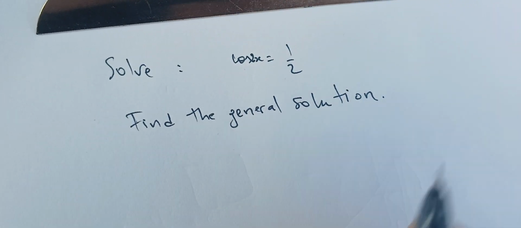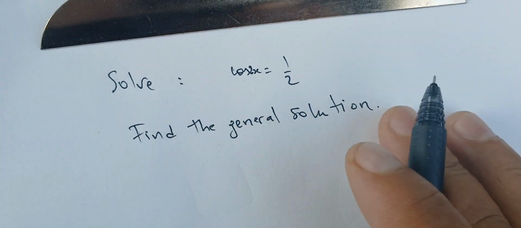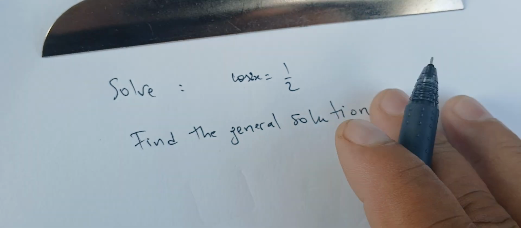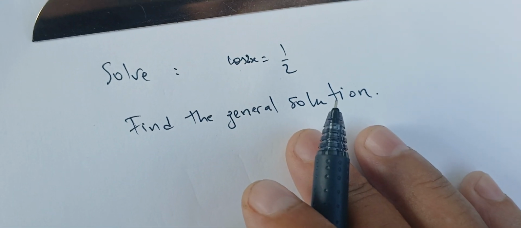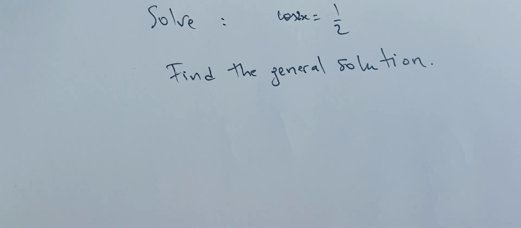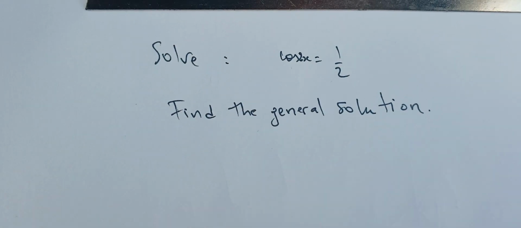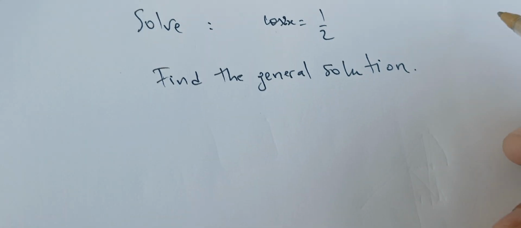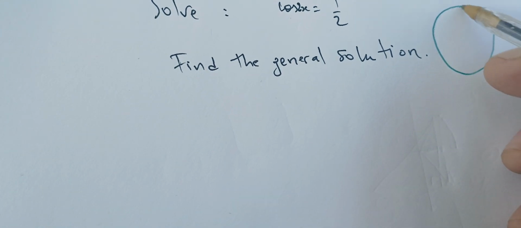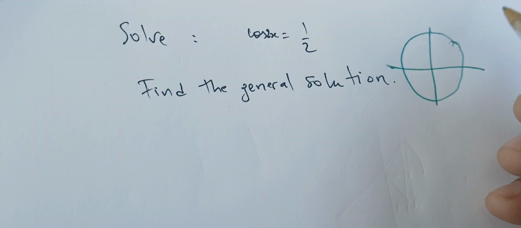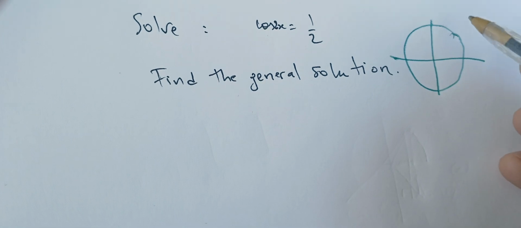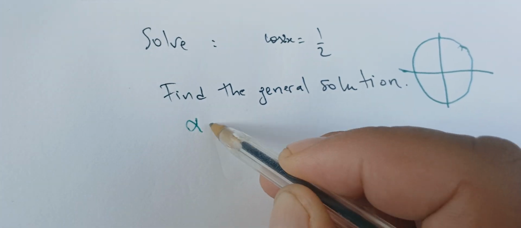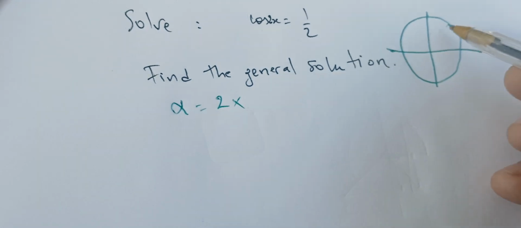In this question, we're gonna first solve the equation cosine 2x is 1/2. After that, we're gonna find the general solution. So the key is that we can get all the information that we need from the unit circle. Okay, if we draw a unit circle here, let's call this angle alpha, which is 2x.